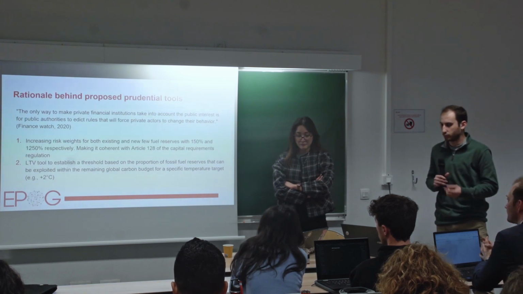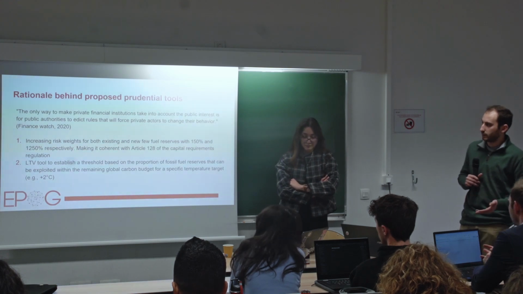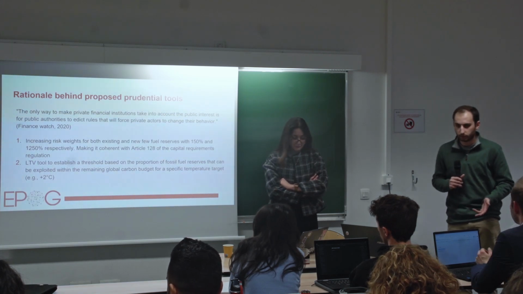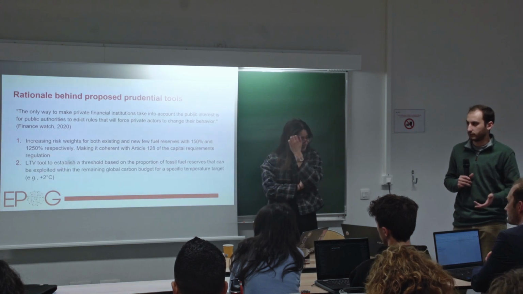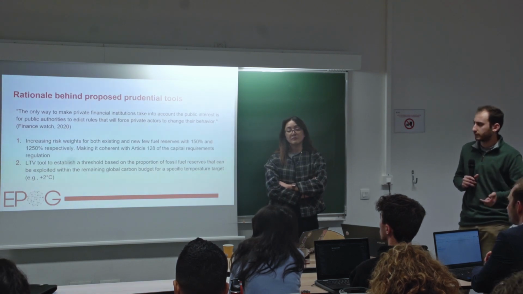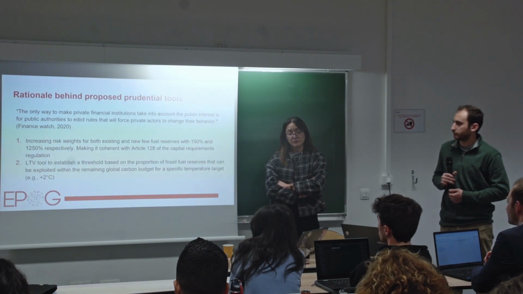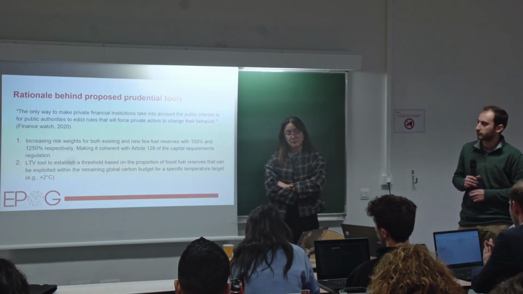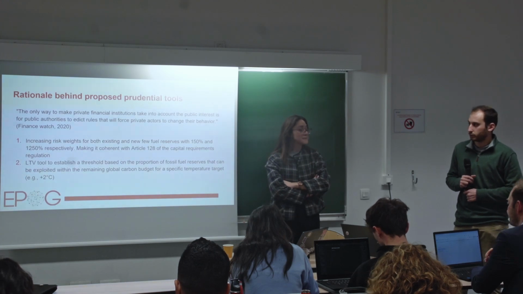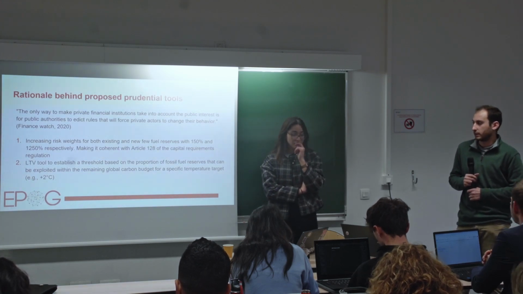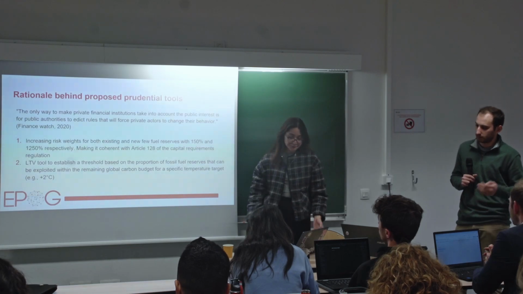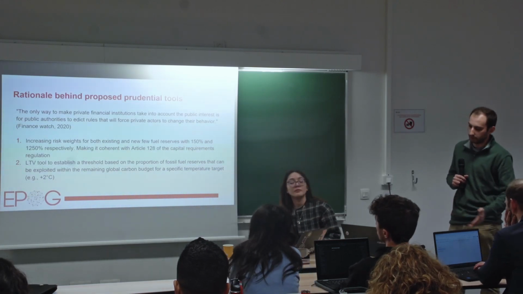In these 2 papers, there are 2 different prudential tools that are suggested. In the first paper, which is from 2020, they propose to calibrate the risk weights, which means that for already existing fuel reserves, there would be a risk weight of 150% to finance them. And for the new fuel reserves, which are not explored yet, it would have a risk weight of 1250%, which could have resulted in it becoming incredibly expensive, unaffordable for banks to finance fossil fuels, and it would totally shift to equity funding.